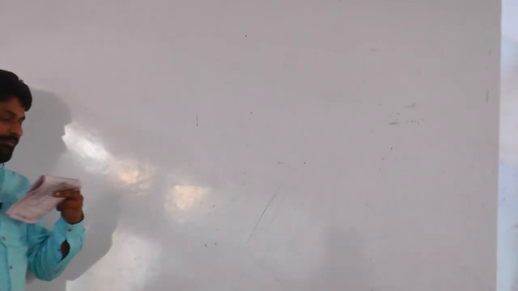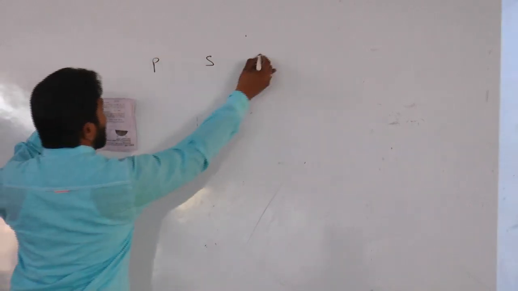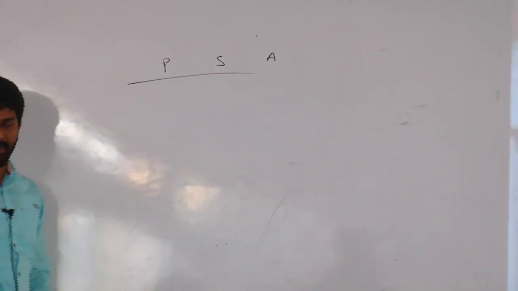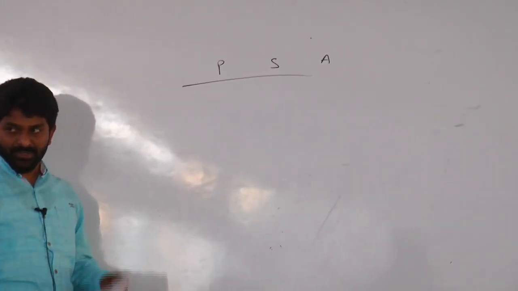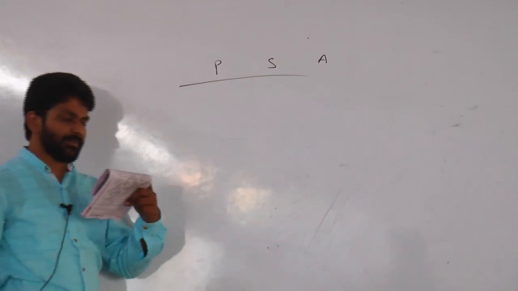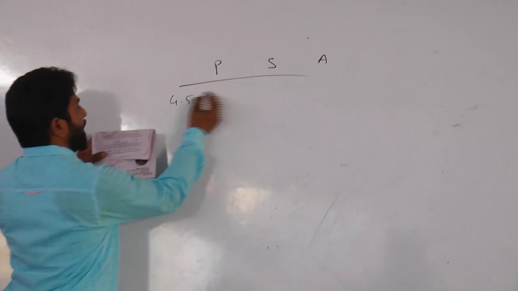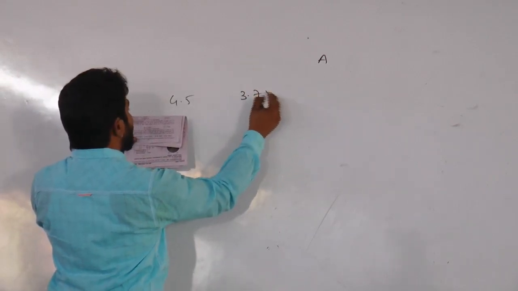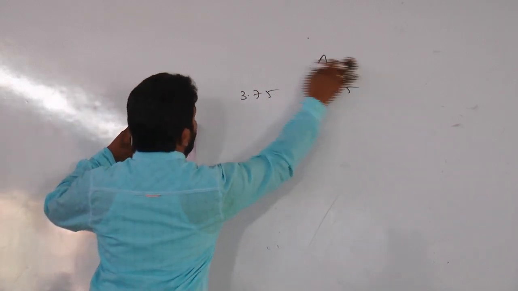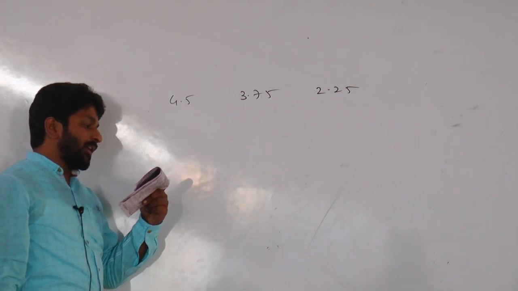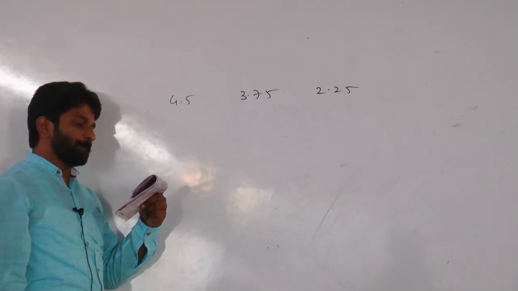Right, so we have 3 persons, Prakash, Sunil, Anil. Whenever you have a question from partnership, you need to calculate the profit sharing ratio first. That will be investment multiplied by time ratio. Investment of Prakash, 4.5 lakhs. And the second guy, Sunil, 3.75 lakhs and then 2.25 lakhs. The profit earned at the end of 3 years was 21 lakh. 1/3 of this.